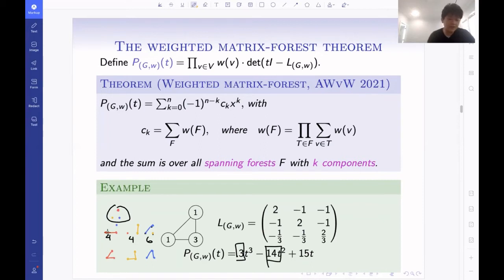And one last example, well, you take all the spanning trees. Well, there's 3 of them, which I've listed out here. And the sum of vertex weights is 5, so these each contribute 5. And you know, this 5 plus 5 plus 5 is the 15 here. So the matrix forest theorem generalizes to vertex weighted graphs.